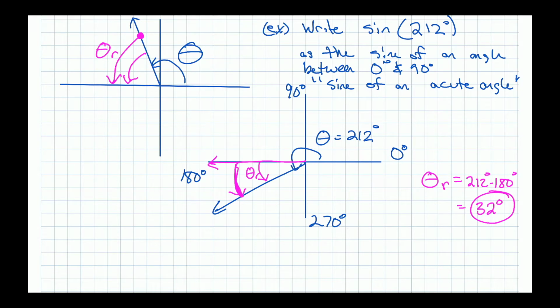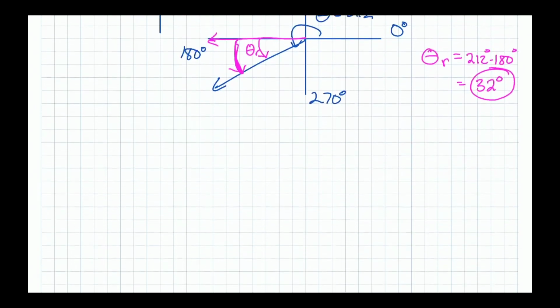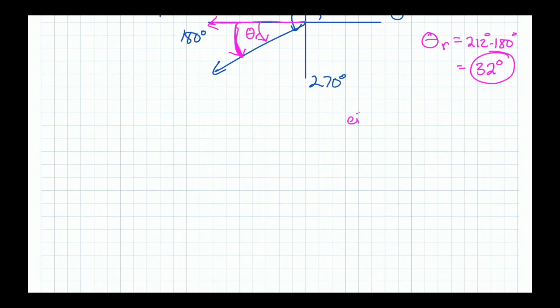Now, what that means then is that your sine of 212 is going to be either sine of 32 degrees or negative sine of 32 degrees. Now, I'm not saying that these are both the right answer. I'm saying one of them's right and one of them's wrong. And you have to know which one is which based on what quadrant you're in.